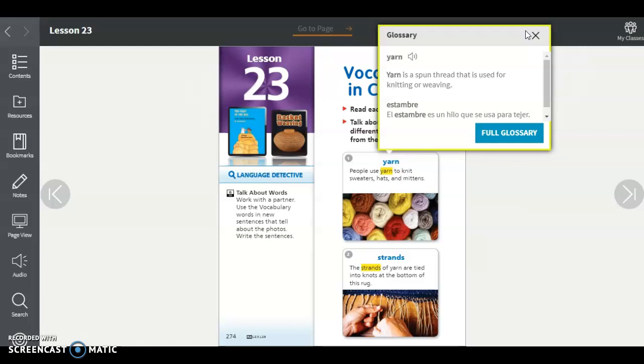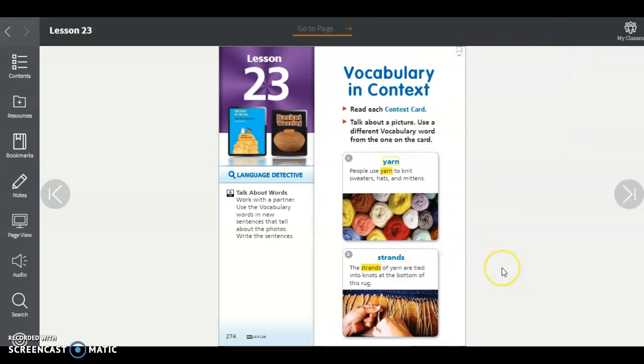So yarn. Yarn is a spun thread that is used for knitting or weaving. Where have you used or seen yarn? Think about it. Maybe you see yarn around you. Maybe you have a blanket that is made out of yarn, or maybe a scarf. Yarn is thread that is used for knitting or weaving, and usually they are made into other things like clothing items or blankets.